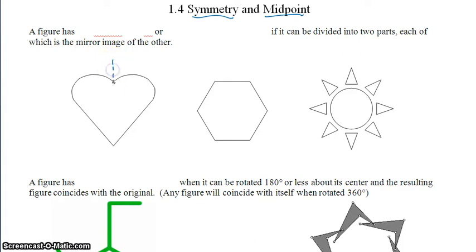If we look at the heart figure, we can see that this heart is symmetric. The left side and the right side are mirror images of each other. This type of symmetry is called line symmetry or reflection symmetry. If a figure has line symmetry or reflection symmetry, to describe that symmetry, we count the number of lines of symmetry. In this example, the heart has one line of symmetry.